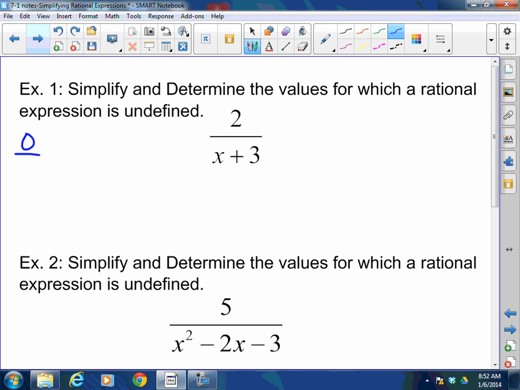Remember, 0 divided by 5 equals 0 because 5 goes into 0 0 times. But 5 over 0 is undefined. 0 does not go into 5, ever. And don't say 0 times, sir. No, because 0 times 0 is 0, not 5. So whenever you have 0 in the denominator, it's undefined.